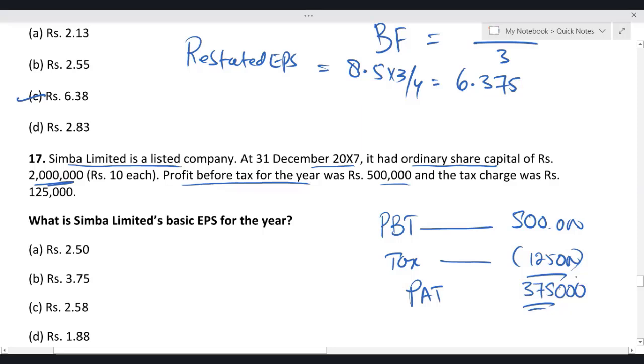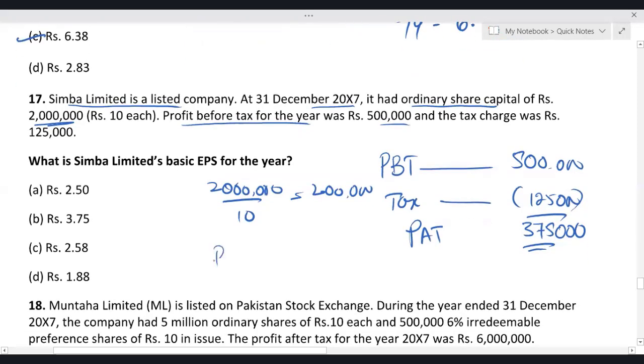So profit after tax is 3,75,000. We have just 2 million share capital. The par value is 10. So weighted average shares are 200,000. Here comes your basic EPS.